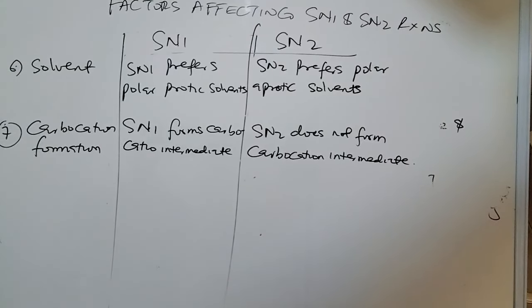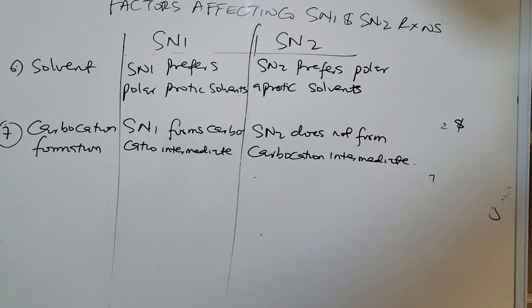Number 6, that is solvent. SN1 prefers polar protic solvents, as we discussed. Polar solvents like water, low molecular weight alkanols, ethanol, methanol, and low molecular weight organic acids like methanoic acid and ethanoic acid. Then SN2 prefers polar aprotic solvents, like dimethyl sulfoxide, acetone, diethyl ether, and so on. Then number 7, carbocation formation. SN1 forms a carbocation intermediate, while SN2 does not form a carbocation intermediate.